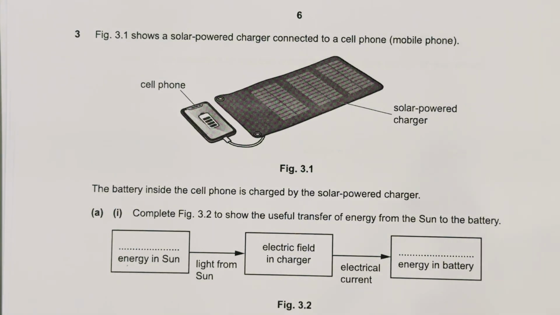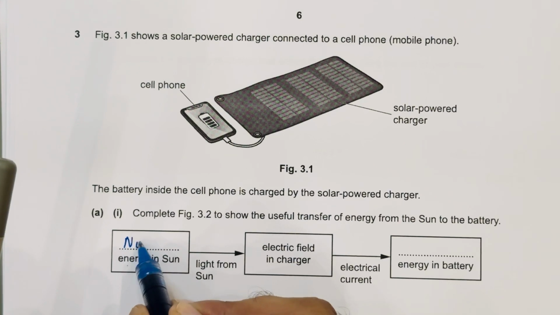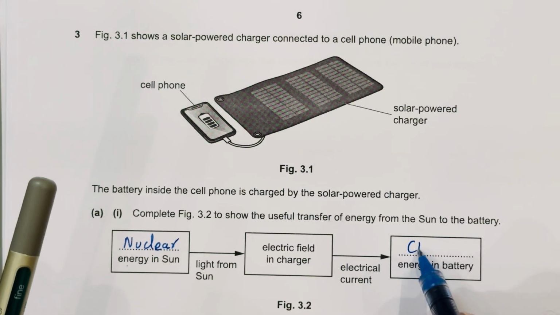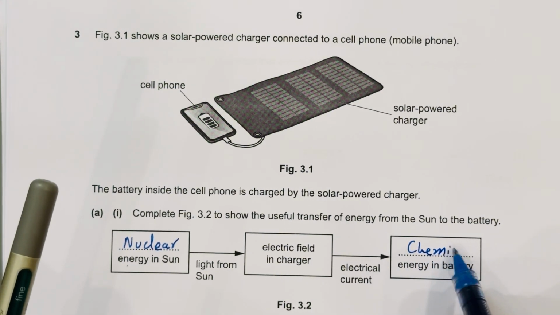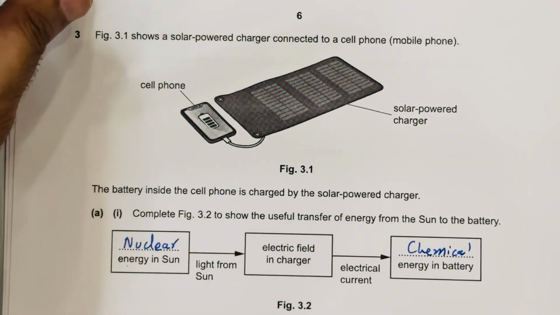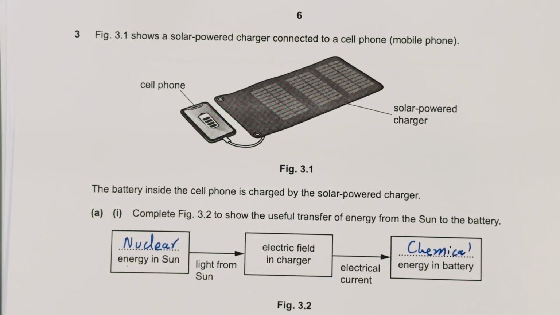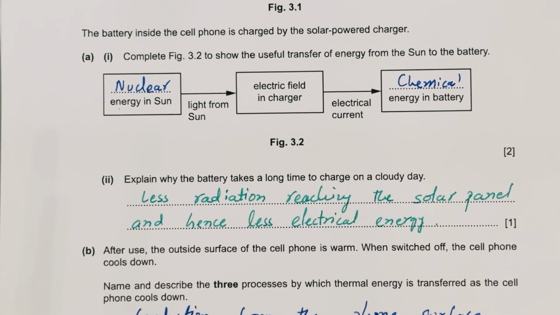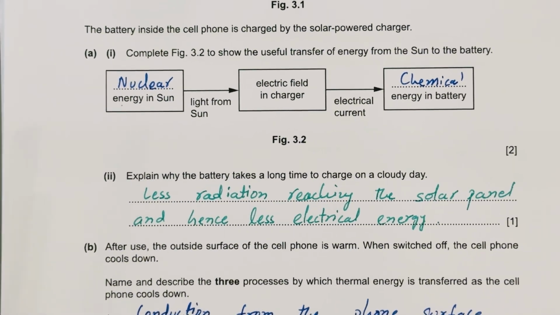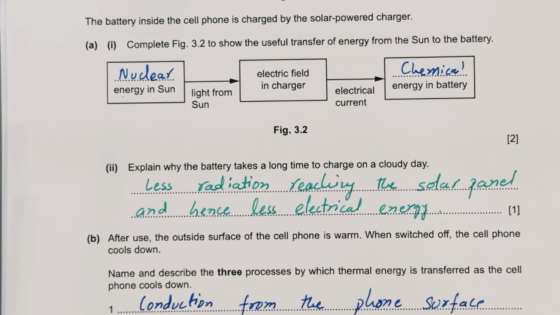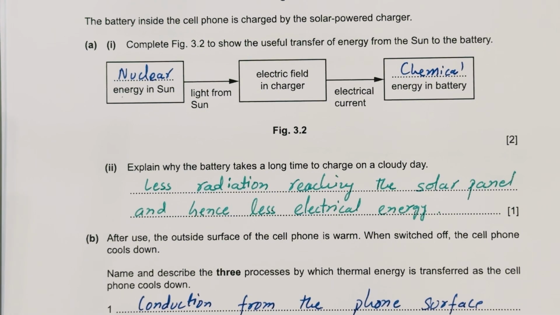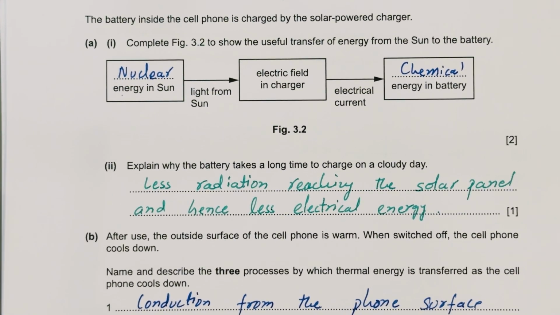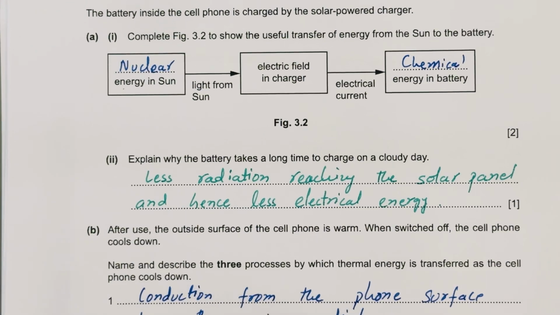We know that the sun has nuclear energy, and energy is changed into chemical. Explain why the battery takes a long time to charge on a cloudy day. Because the sun rays are less available on cloudy days, and solar radiation reaching the solar panel is very less, and hence less electrical energy is produced. So you're going to write that less radiation reaches the solar panel, and hence less electrical energy is produced.